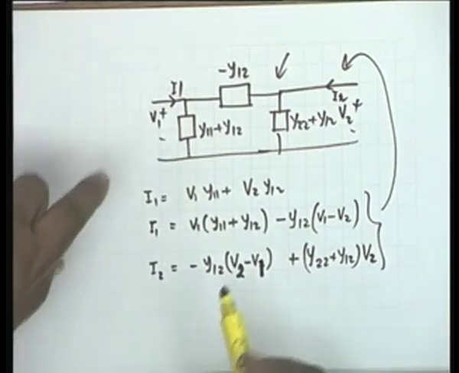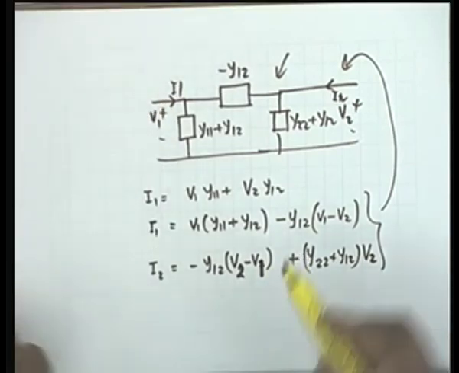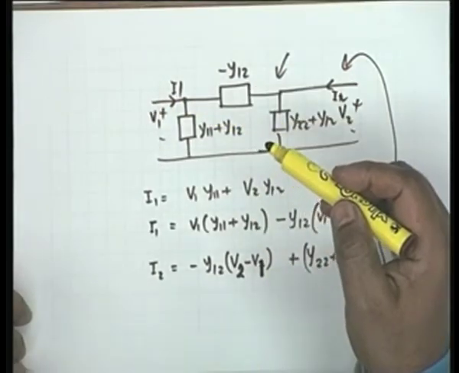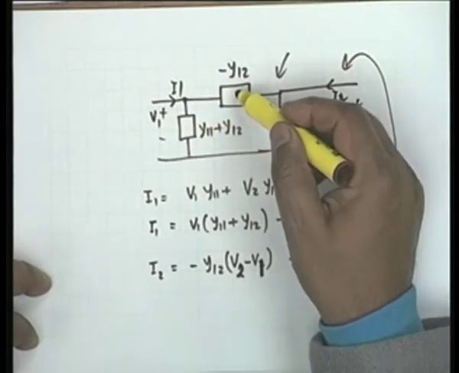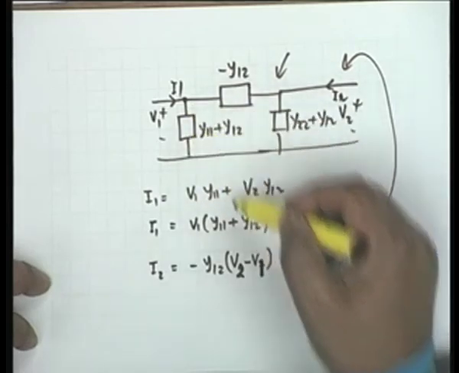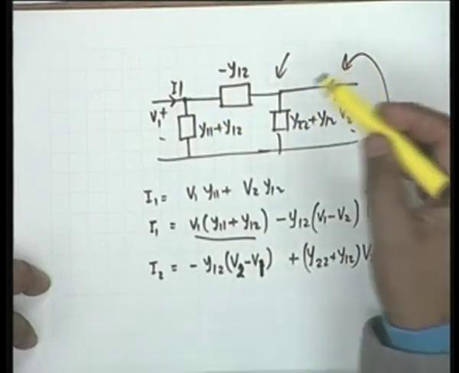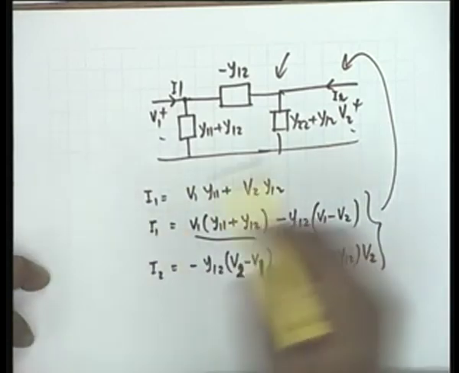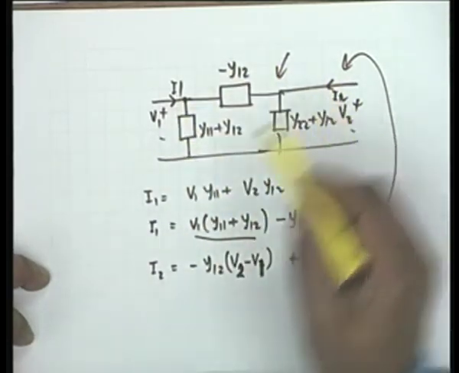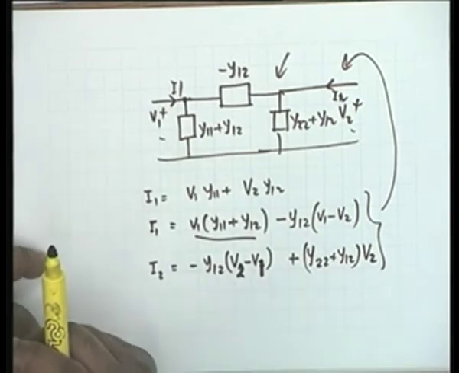Okay, I am writing node equations. So I1 equals V1 multiplied by its self admittance, the current through this plus the current through this. The current through this is V1 times Y11 plus Y12, and the current through this is V1 minus V2 multiplied by minus Y12, and therefore this is formally established as the pi equivalent circuit of a general two port.